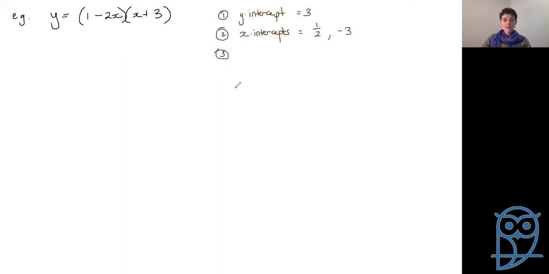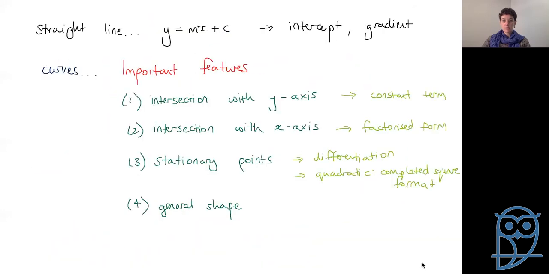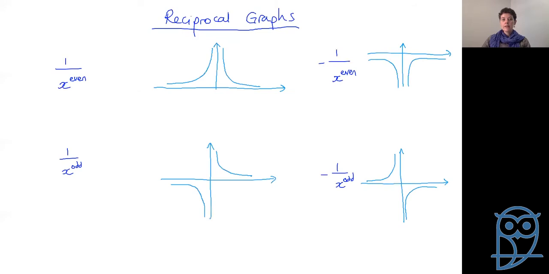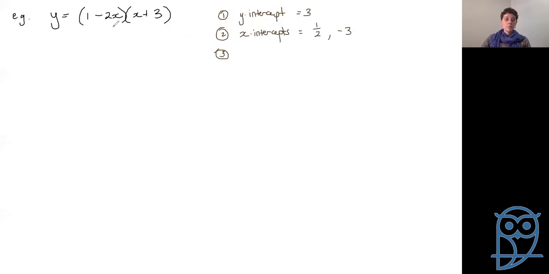The third thing we said that we wanted to look for, working off this at the beginning, is stationary points. Now, when it comes to this, it is a quadratic, but we haven't been working with it in completed square format already. So we're not going to worry too much about completing the square at the moment.